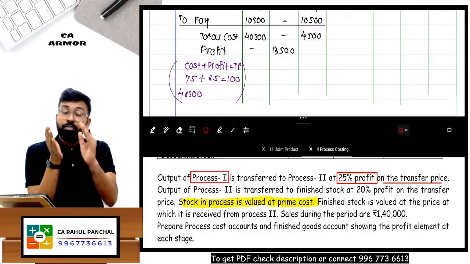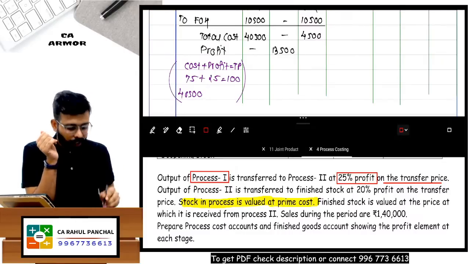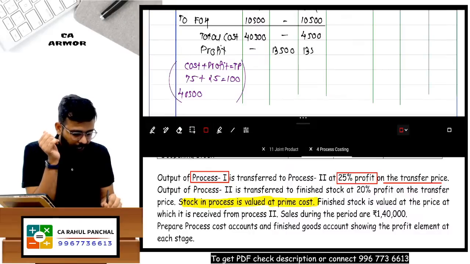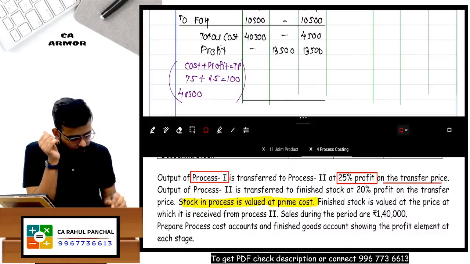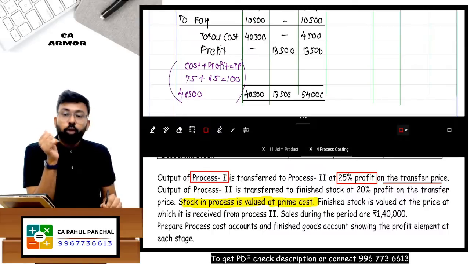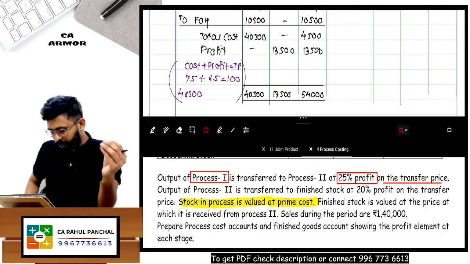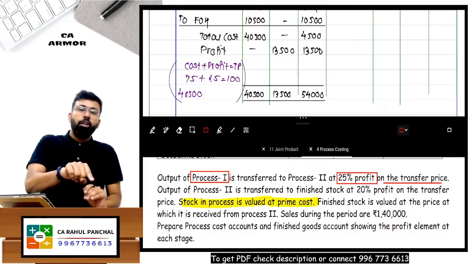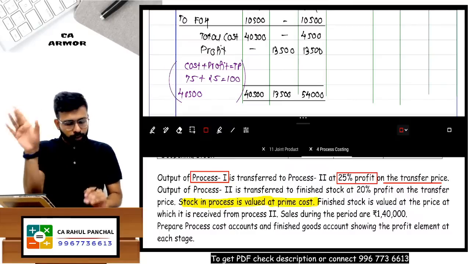It is a profit. So I have written it in the profit column, the second column, and cost plus profit, nothing. So you will add this over here and you get your total value. So it is 40,500 plus 13,500, and the total value at which you transferred the goods is 54,000. Sir, it will be transferred to the next process, which is process 2.